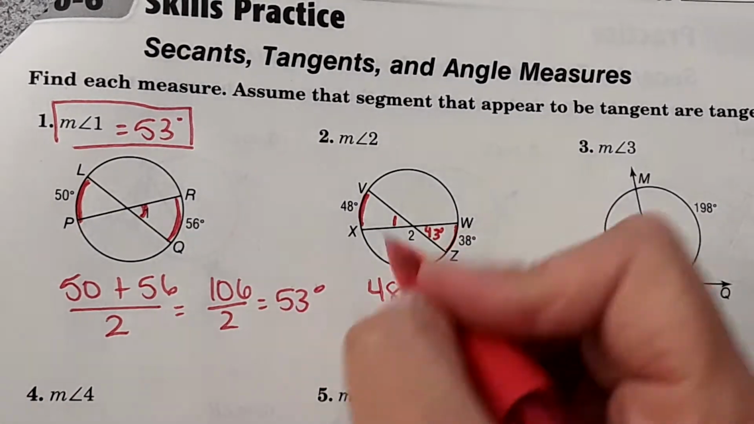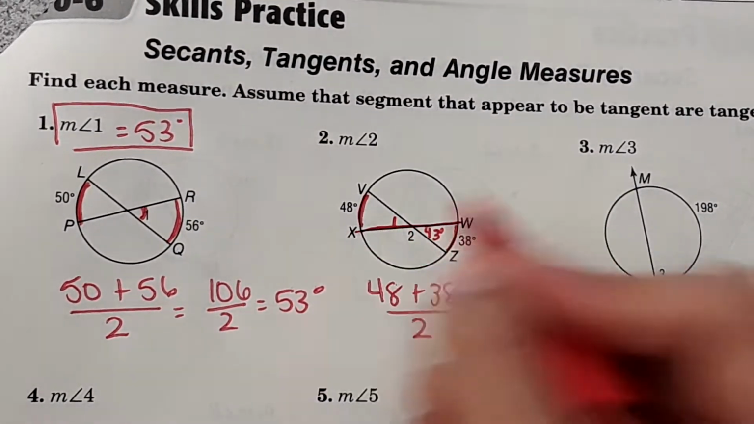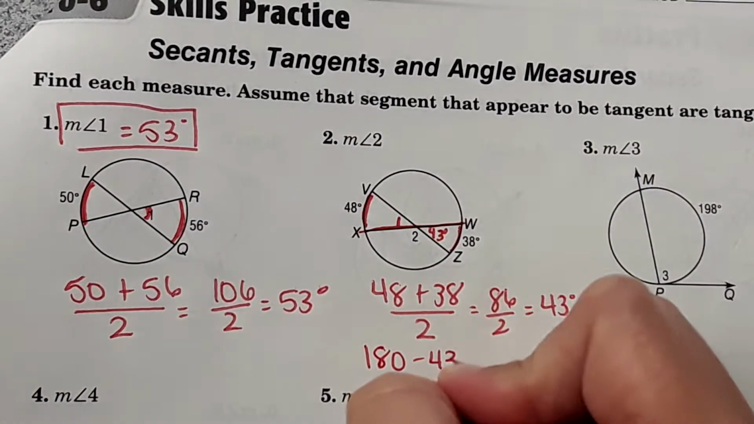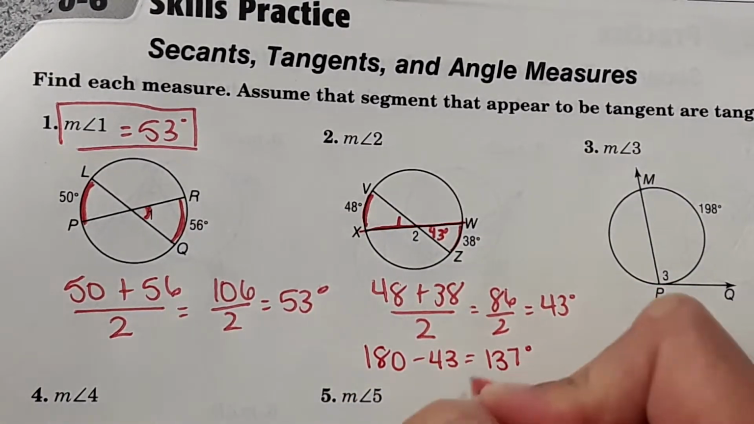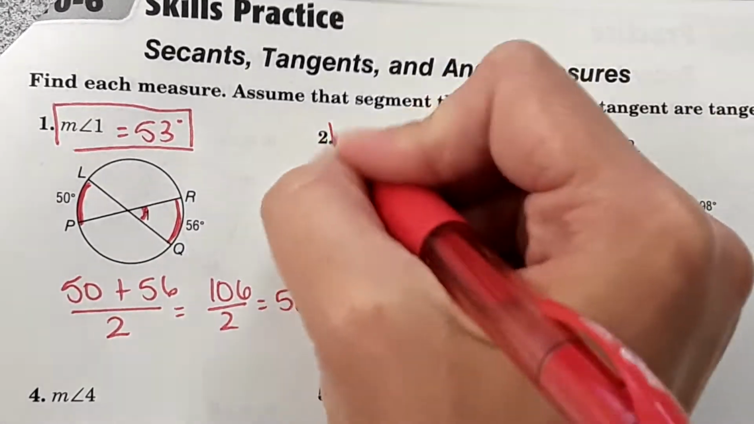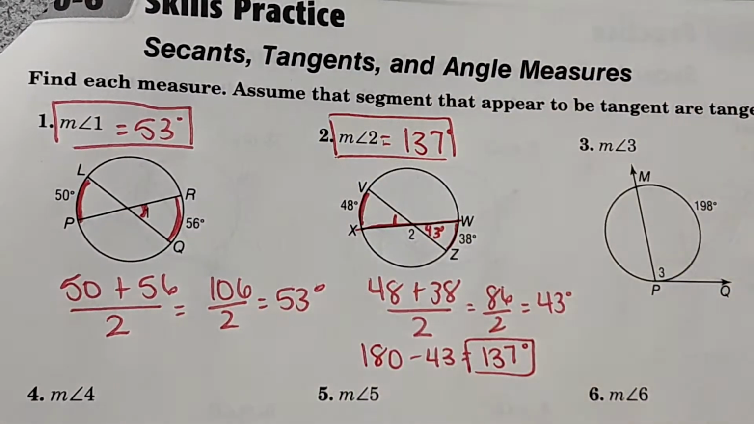And then to find angle 2, since we have this straight line right here, that means these two angles will be supplementary. 180 minus 43 equals 137 degrees.